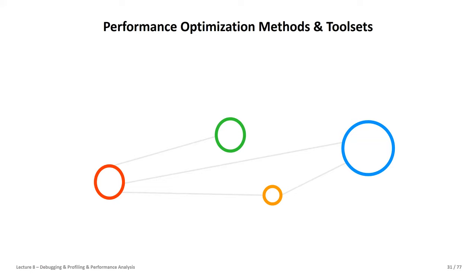Welcome back to High Performance Computing, Lecture 8 on Debugging, Profiling, and Performance Analysis. This is the second part of Lecture 8, where we talk much more about performance optimization methods and tool sets. Based on the initial ideas we had in the first part of this lecture, which was basically learning about debugging in the first place, and then also thinking about using profiling interfaces of MPI in order to have a better measurement and an understanding of how the overall application really works, what the runtime is.